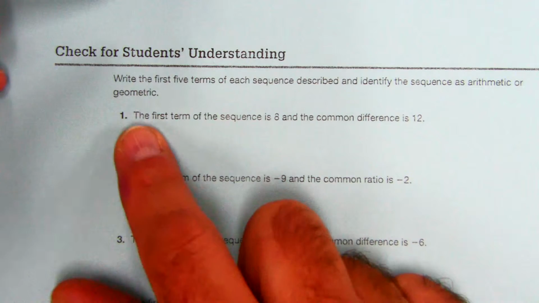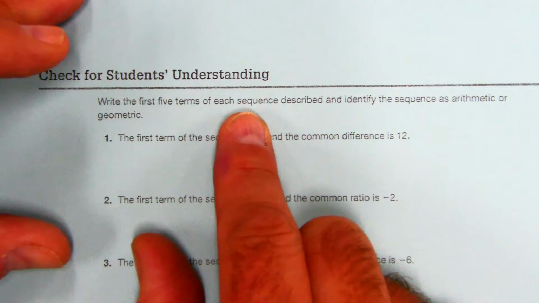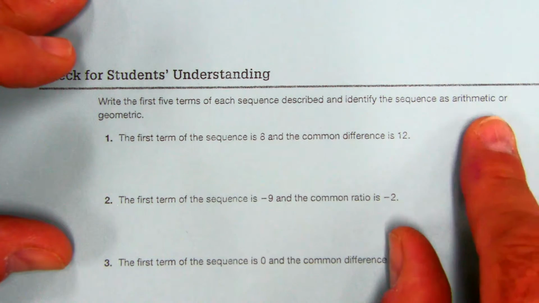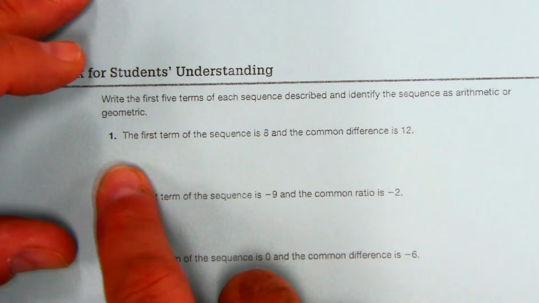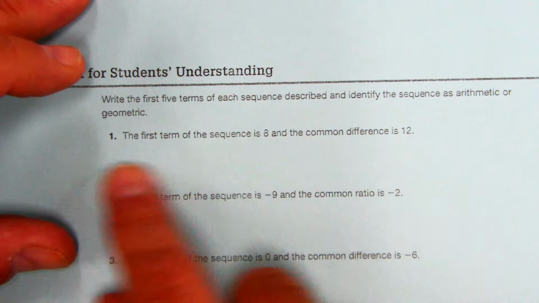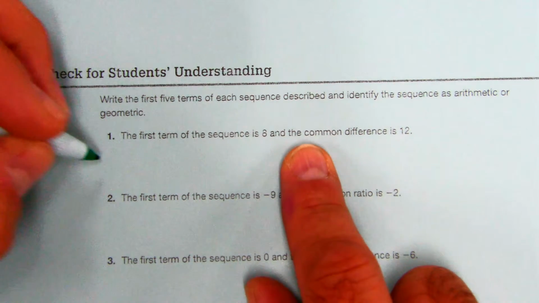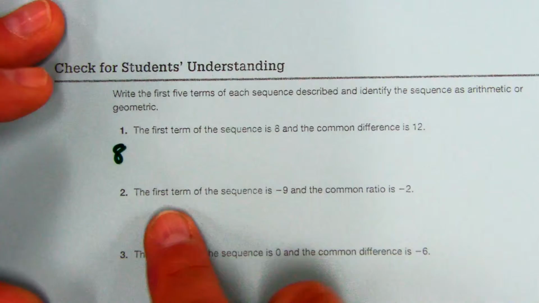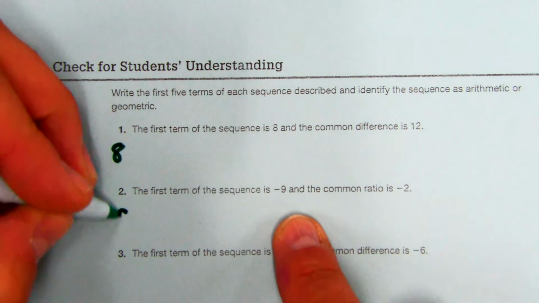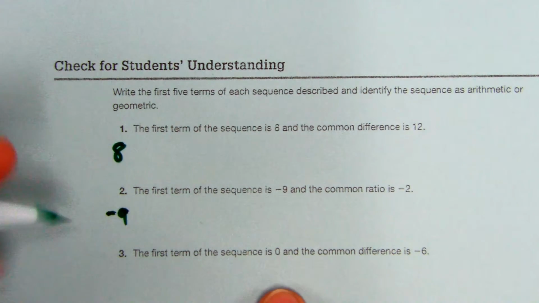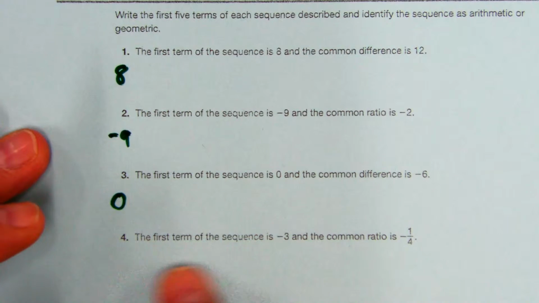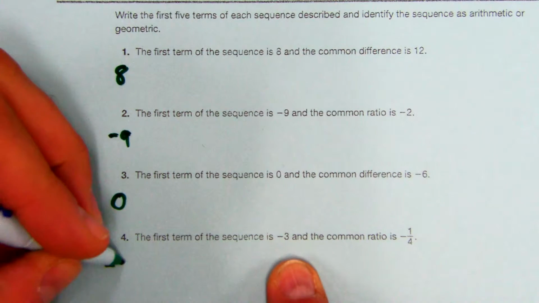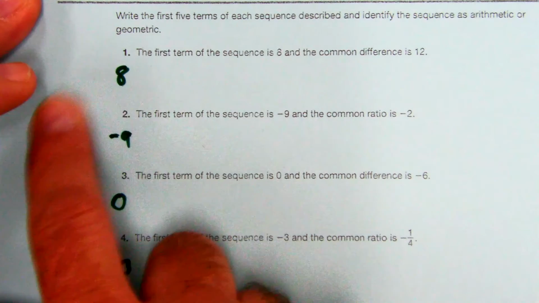So here we are. We start, it says write the first 5 terms of each sequence. And then tell me whether it was arithmetic or geometric. So the first term should be the easiest because they tell you. The first term's 8, so we can put that. This one, it says the first term is -9, so I can put that. This one, it says the first term is 0, so I can put that. And this one, it says the first term is -3. So I should be able to get the first term correctly, and then I'm trying to figure out what the rest of them are.